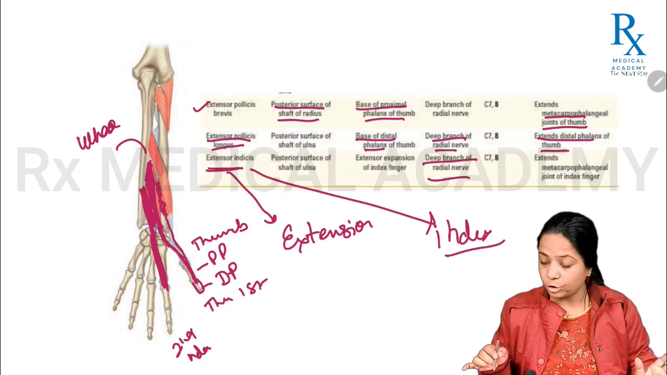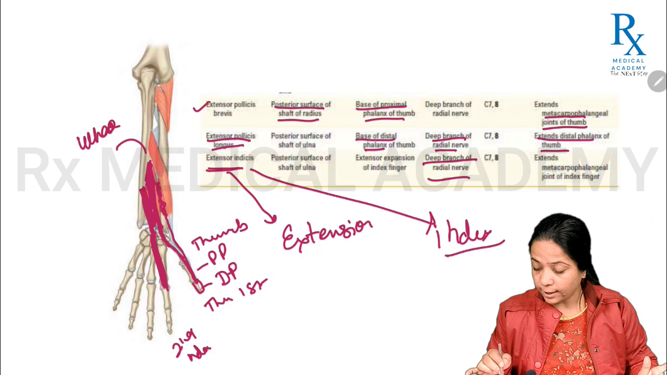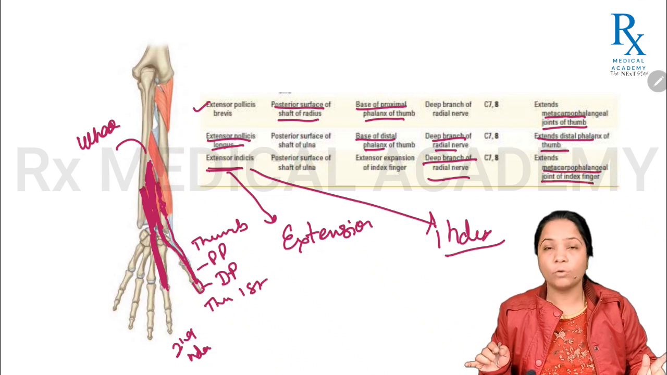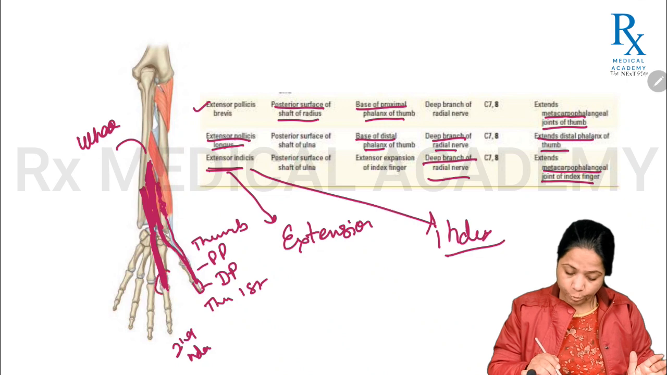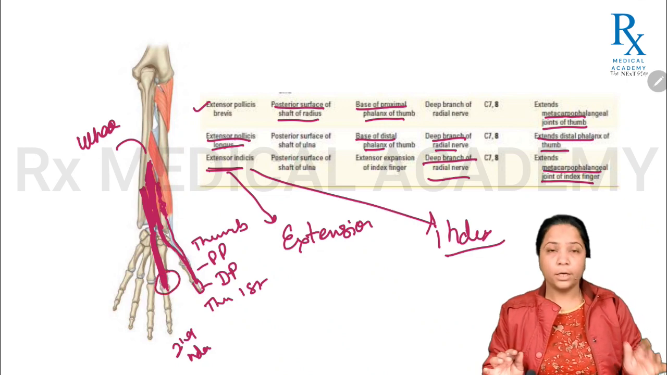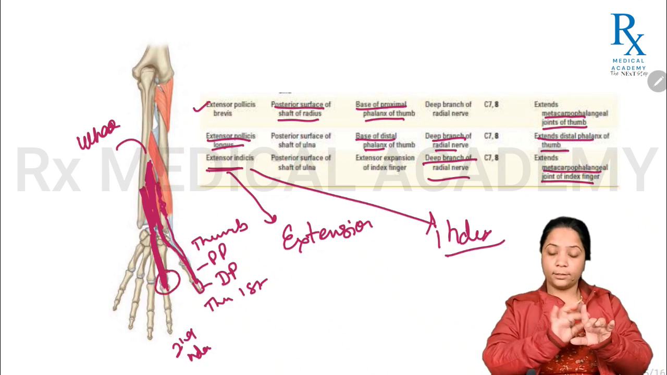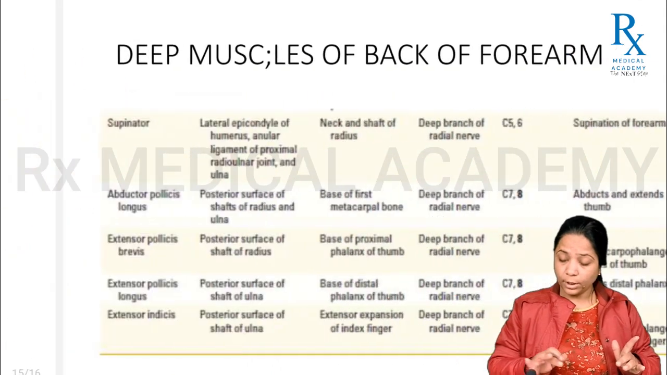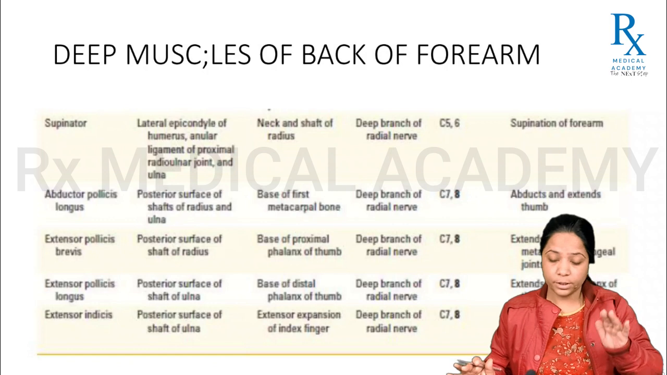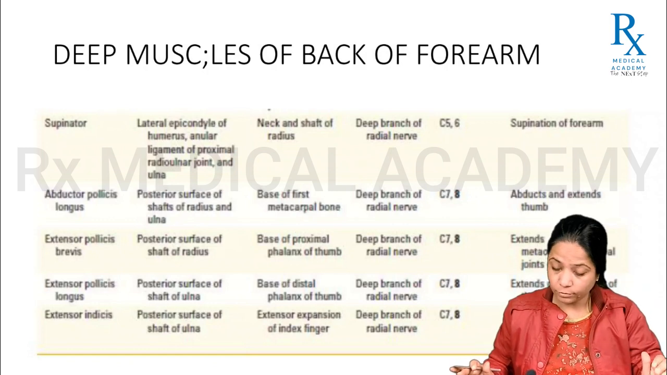And the function of this muscle is to produce extension at the metacarpophalangeal joint of the index finger, because it is crossing the metacarpophalangeal joint. That is why it produces extension at the metacarpophalangeal joint. So this is all about the muscles of the posterior compartment of the forearm.